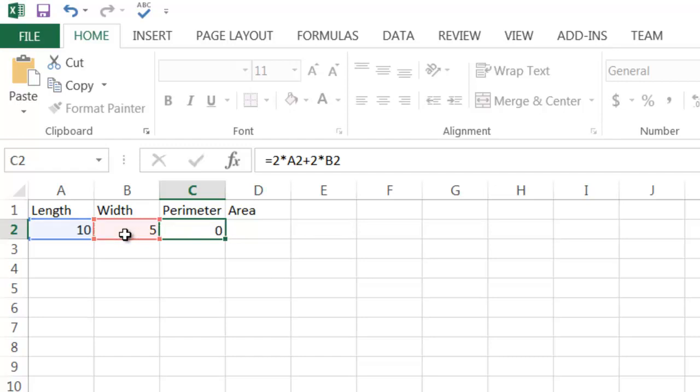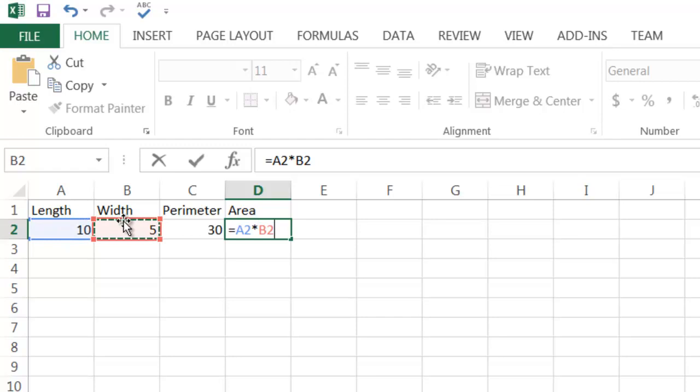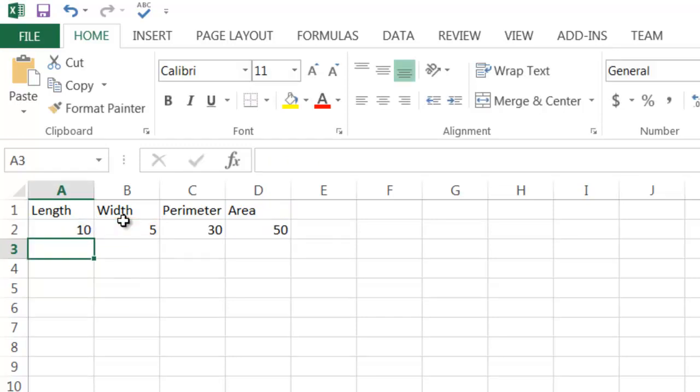And I'll tab over to area, and area was equal to the length times the width. And we see our calculations are there. And from what we know, length times width, 10 times 5 is 50. That's correct. And the perimeter is just adding them all up.